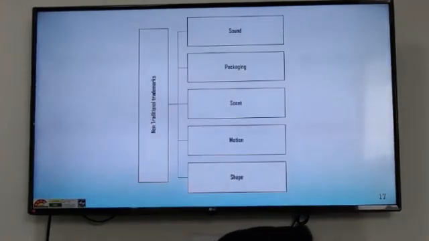These are what we call non-traditional trademarks: sounds, packaging, scent, motion, shape. These are all non-traditional trademarks.